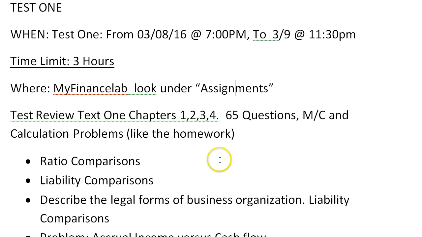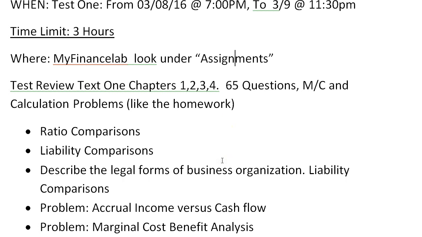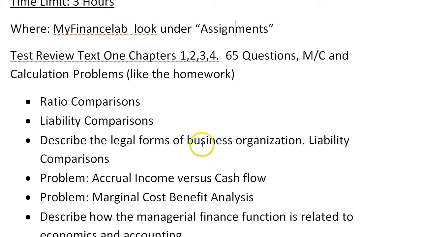Okay, now here are some of the topics on the exam that are going to appear most regularly, more than once in some occasions. Okay, so ratio comparison. Financial ratios from chapter 3, a lot of questions on the financial ratios. The ratio comparisons as a subset, the liability comparison. So we have liability ratios like debt to equity. And we're looking at comparisons that could be a time series comparison from one year to the next, or it could be an industry comparison.